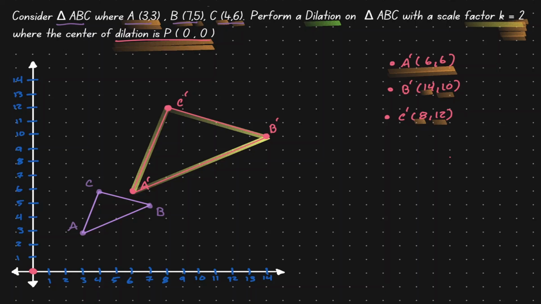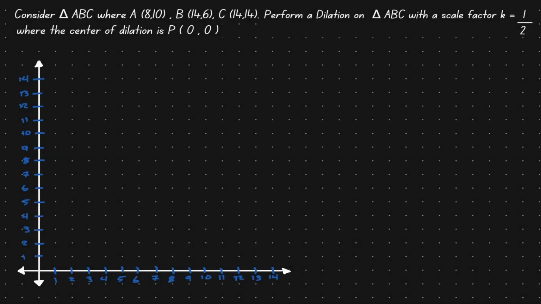Let's take a look at another example. So here we have a triangle ABC where the coordinate points are 8, 10, 14, 6, and 14, 14. And what we want to do is perform a dilation on this triangle with a scale factor of 1/2, where the center of dilation is at 0, 0. Let's start by placing this information on the coordinate plane.